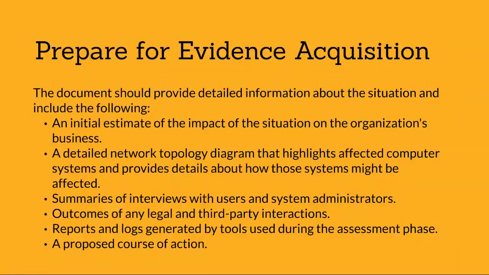Such a document should provide detailed information about the situation and include the following: an initial estimate of the impact of the situation on the organization's business, a detailed network topology diagram that highlights affected computer systems and provides details about how those systems might be affected, summaries of interviews with users and system administrators, outcomes of any legal and third party interactions, reports and logs generated by tools used during the assessment phase, and a proposed course of action.